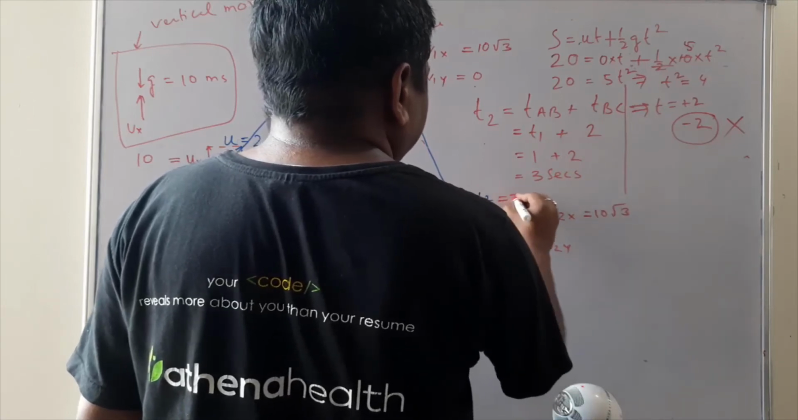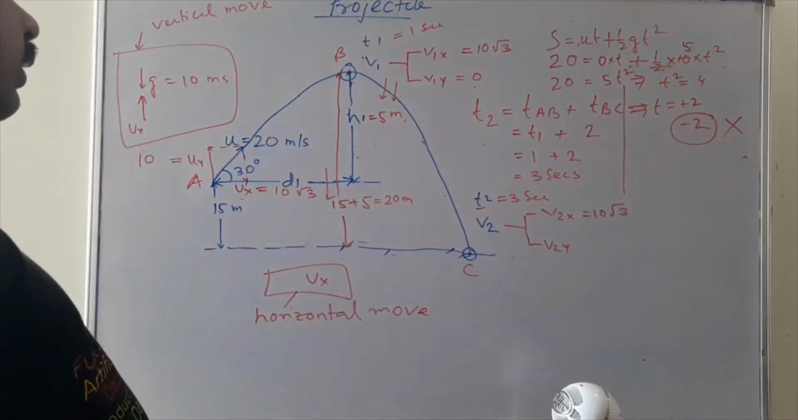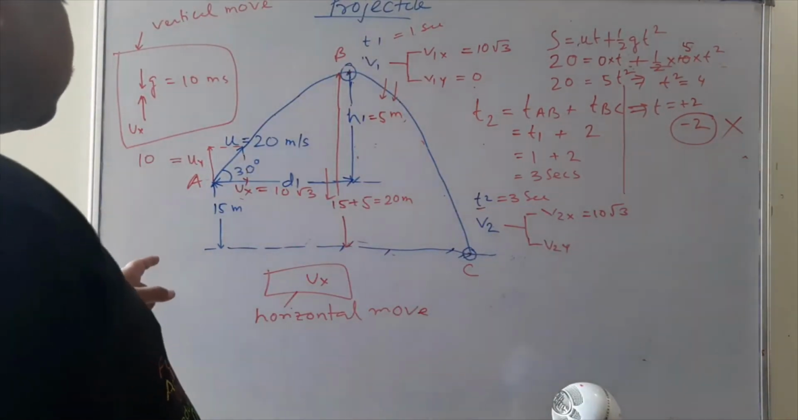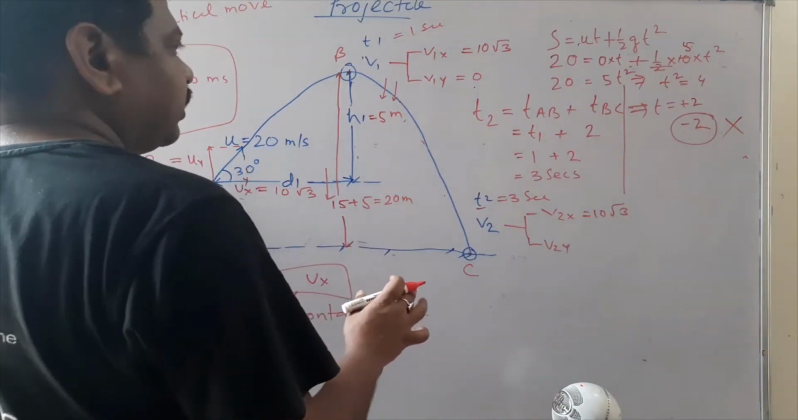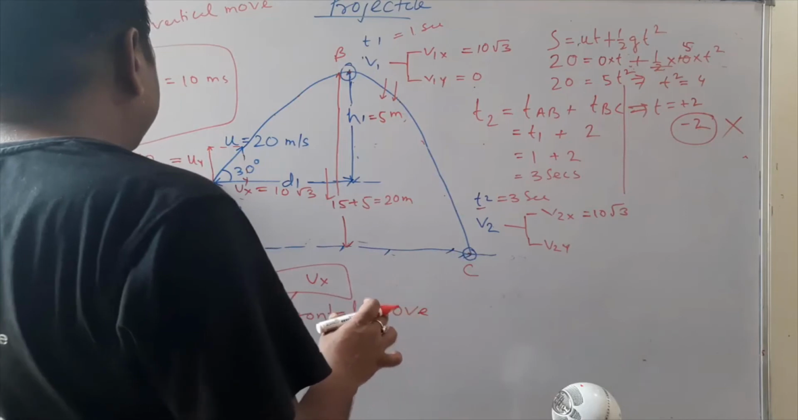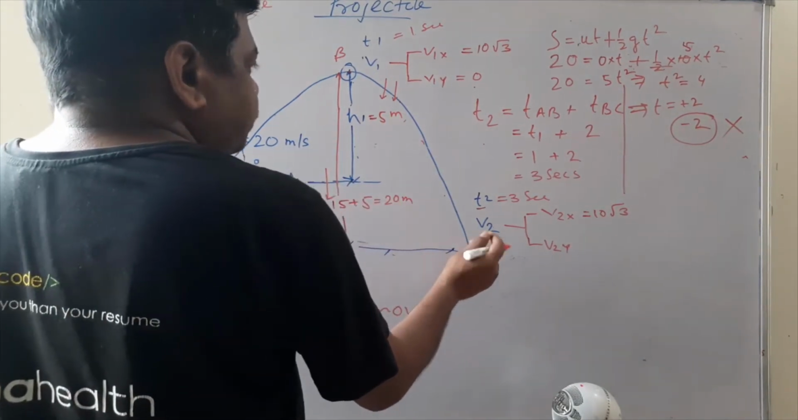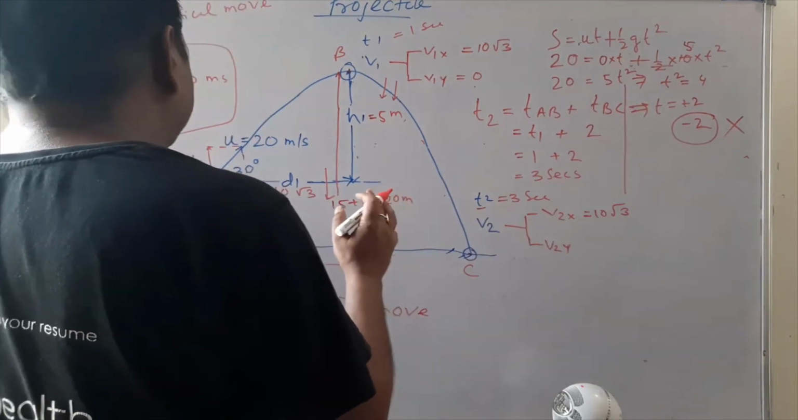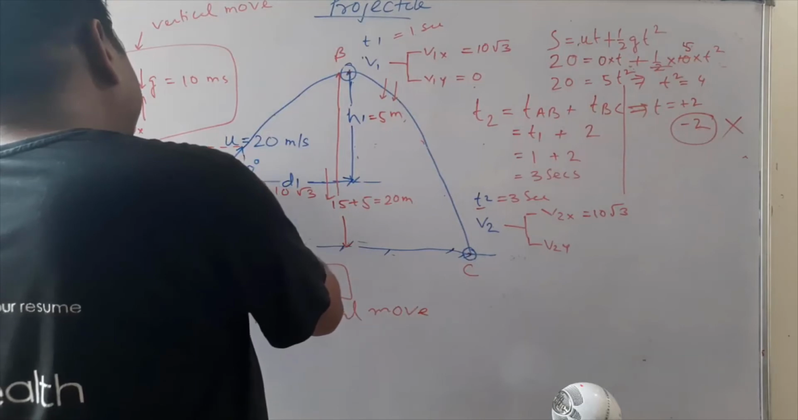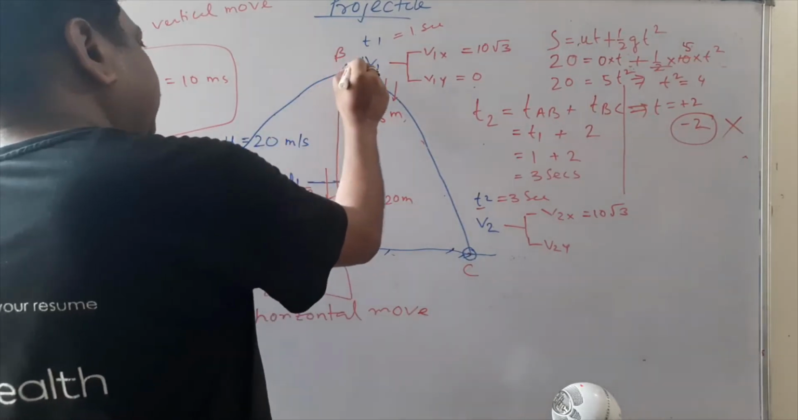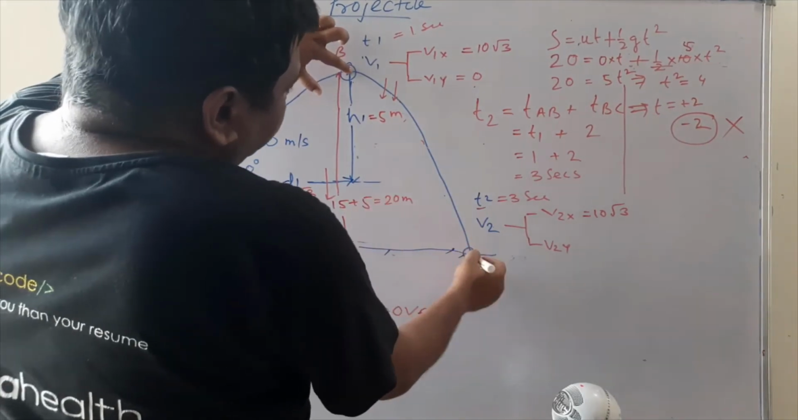Okay, so is it clear to you? Basically, to calculate the time required to travel from this point to this point, we split it into two parts. One is the time required to travel from this point to this point, and the time required from this point to this point.